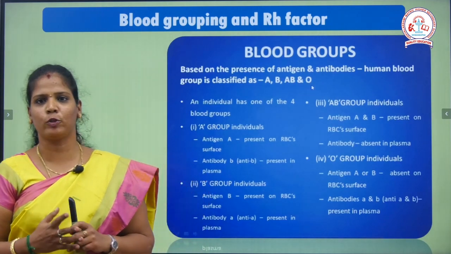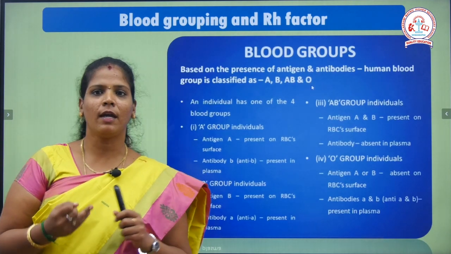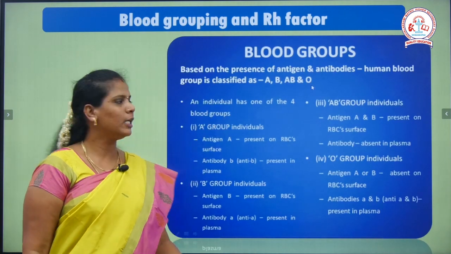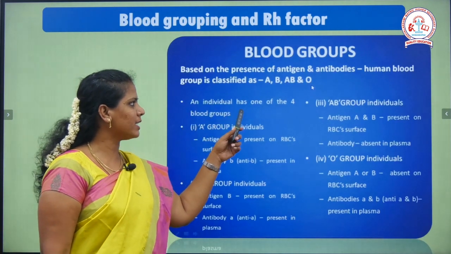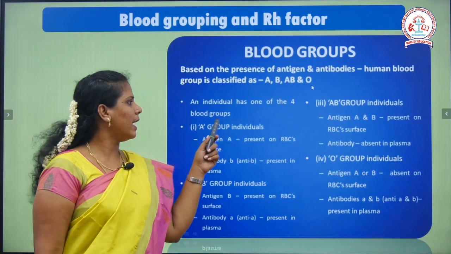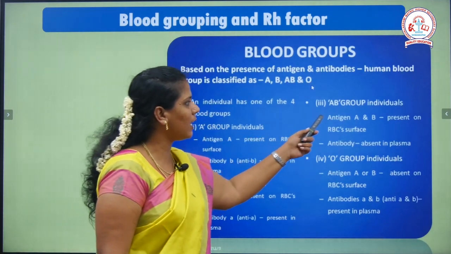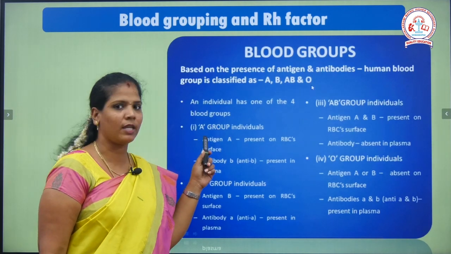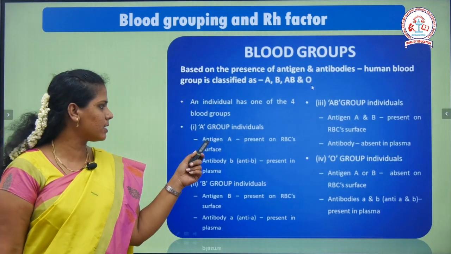So the blood grouping concept was developed by Landsteiner in the year 1900. He identified the blood groups A, B and O. Then the AB blood group was recognized by De Castello and Sturli in the year 1902.